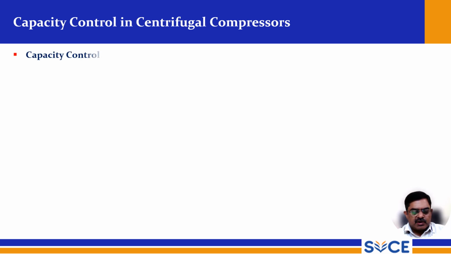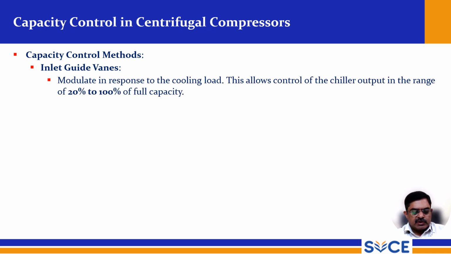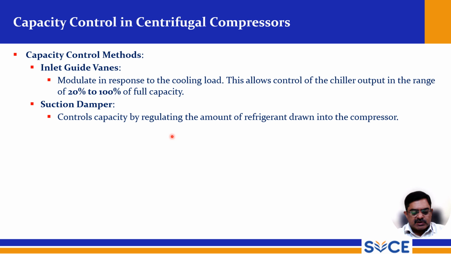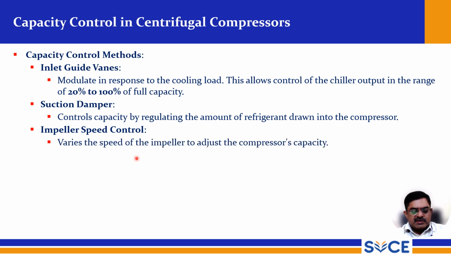Capacity control in centrifugal compressors. We have already seen a few capacity control methods. Apart from those, in centrifugal compressors, these methods are used. Inlet guide vanes modulate in response to cooling load. This allows control of the chiller output in the range of 20% to 100% of full capacity. A suction damper controls capacity by regulating the amount of refrigerant drawn into the compressor. Impeller speed control varies the speed of the impeller to adjust the compressor's capacity.